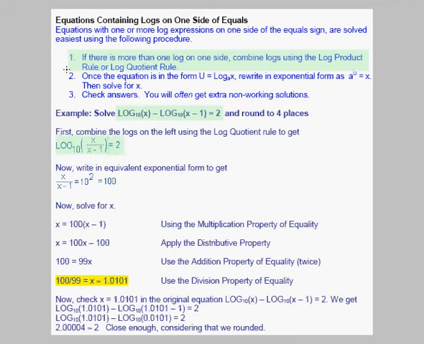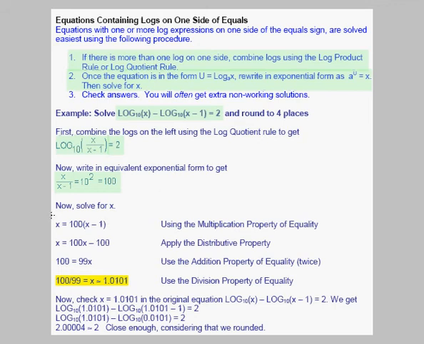Now once we have the equation in the form where we just have one log equals something, we can rewrite it using the equivalent exponential form. In this case, our base is 10 and our exponent is 2, so we get 10 squared equals x over x minus 1, and 10 squared equals 100. So now we have the simple equation x over x minus 1 equals 100.